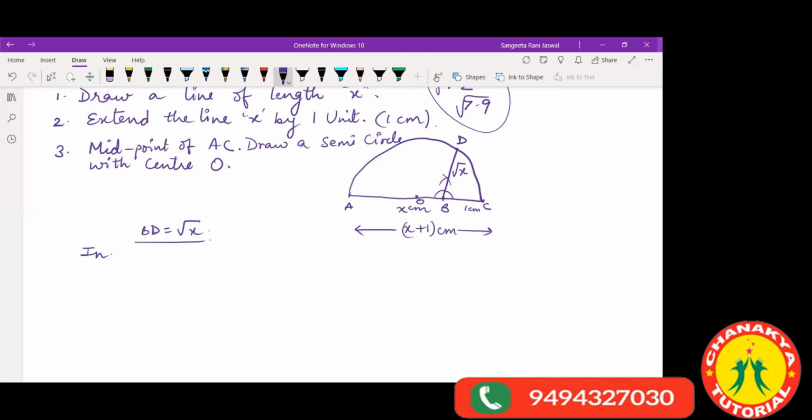Now let's see. Now we have this triangle. This is a perpendicular here. We get this right angle triangle. If we join this with O to D, we get a right angle triangle OBD. So let's work in triangle OBD. Now this is a right angle triangle OBD, and whenever we have a right angle triangle, we always apply Pythagoras theorem.